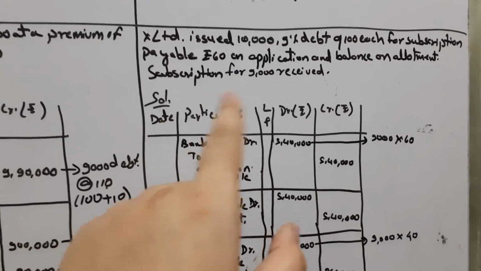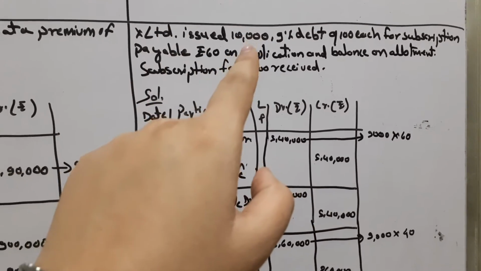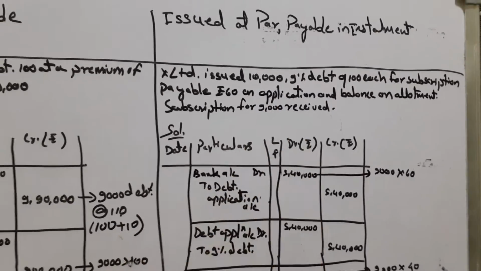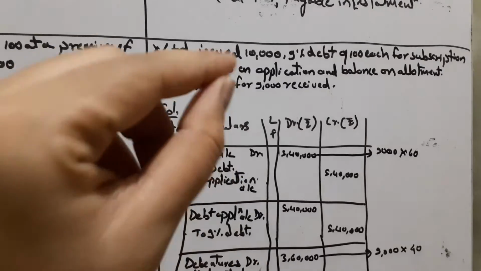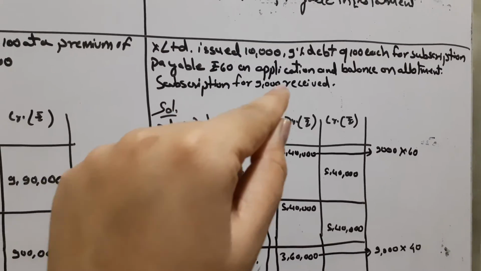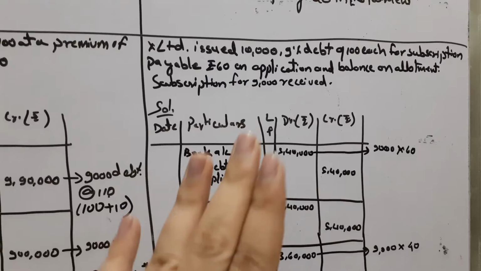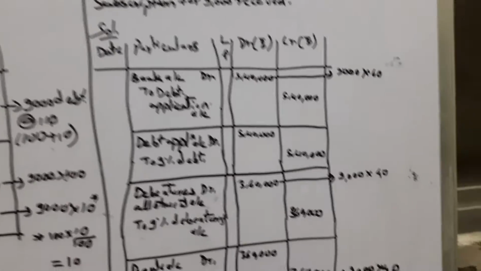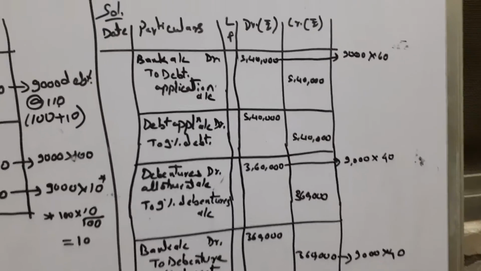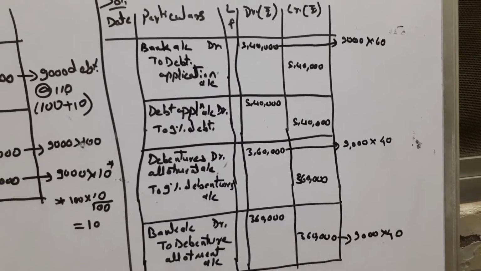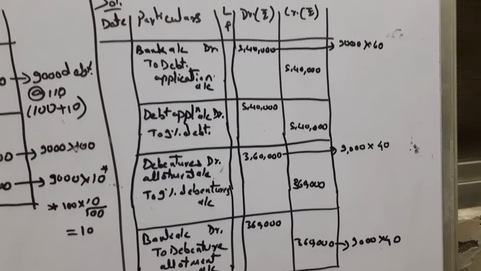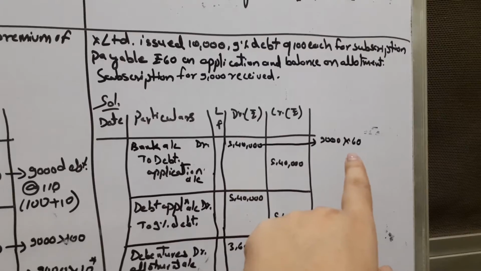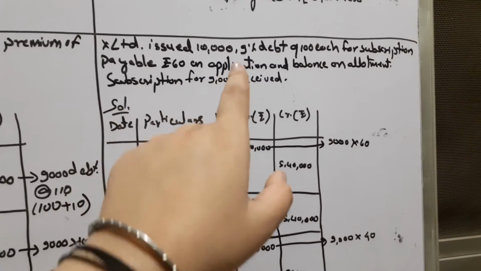Let's look into the question. How to solve this? Subscription received is for 9,000. Issued is 10,000, which is greater, whereas received is less, 9,000. So it's a clear case of under subscription. Always remember, whatever subscription is received, those actual debentures you have to take into account for multiplication purposes. Now look into the first entry, the receipt entry, bank account debited to debenture application account. Here 9,000, which we have actually received, multiplied with 60 rupees, because 60 rupees is called for application.